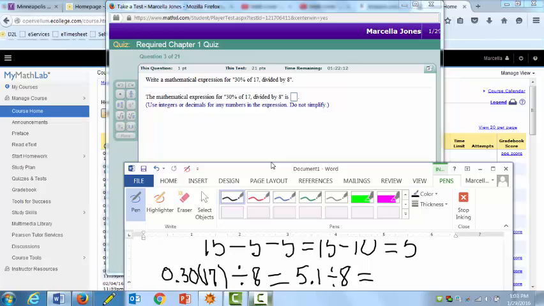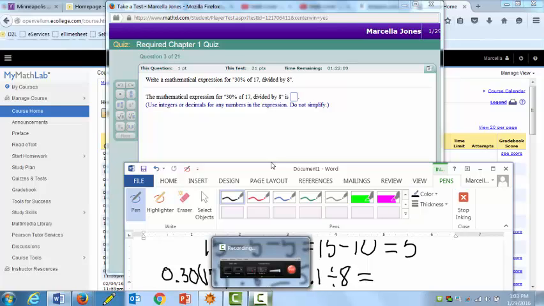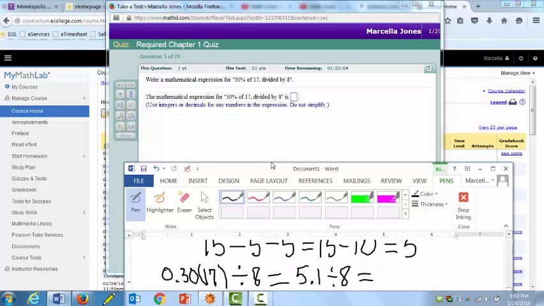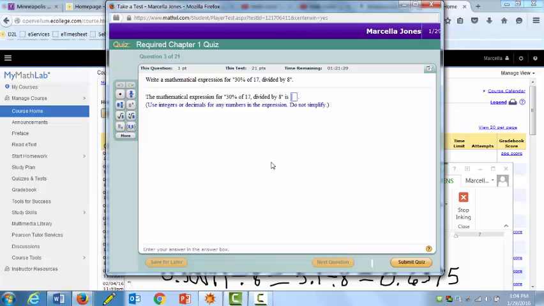If I was showing work for this problem, this is the work I would show. And using my calculator, I get 0.6375. The problem tells me to use integers or decimals for any numbers in the expression. Do not simplify. Oh, actually, I didn't even read the instructions. All I'm supposed to do is write a mathematical expression. So I'm not supposed to simplify it. So what I would be writing is what I initially wrote.